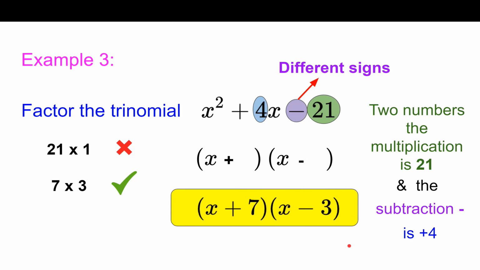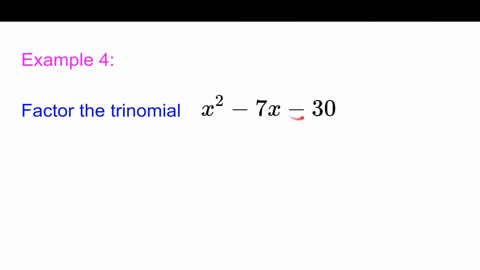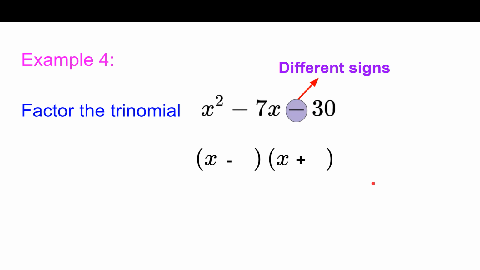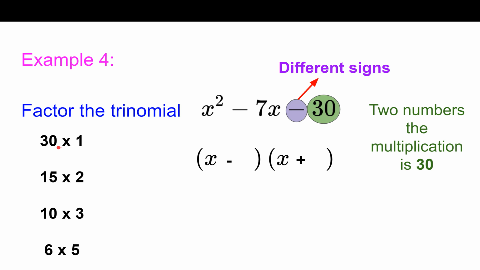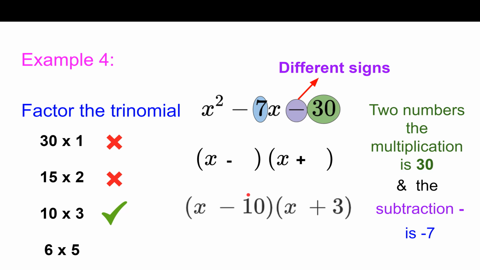Example 4 is the same kind of example as number 3. This one is negative, which means they're different signs: negative and positive, or positive and negative. What two numbers? The multiplication is 30 and the subtraction is 7. 30 times 1: 30 minus 1 is 29, not 7. 15 times 2 is 30, but 15 minus 2 is 13. 10 times 3 is 30, and 10 minus 3 is 7. That's the one. Since this is negative 7, the 10 has to be negative, so it's minus 10 plus 3.